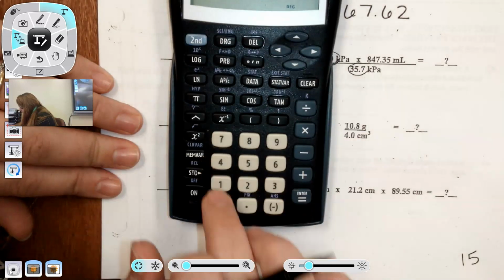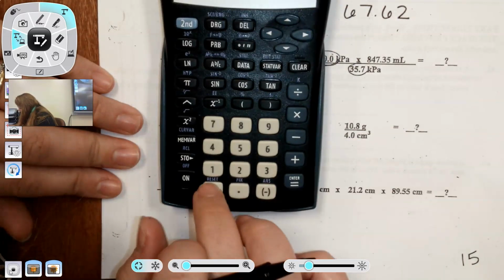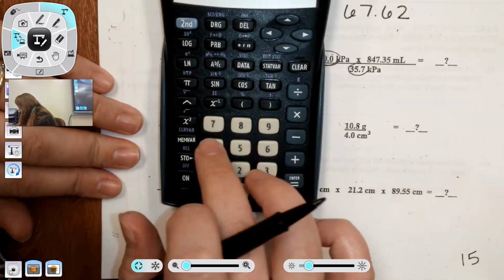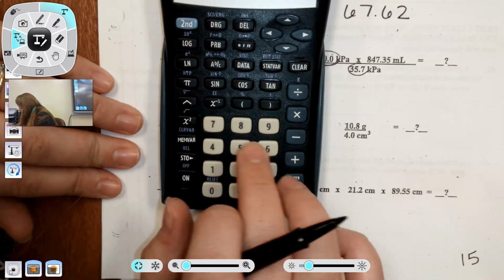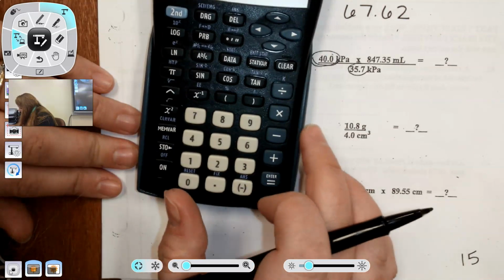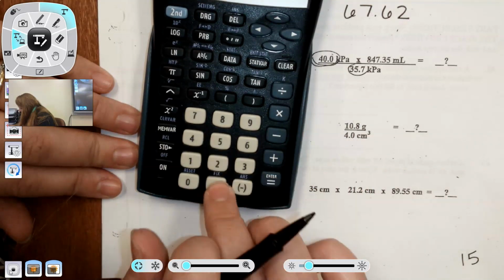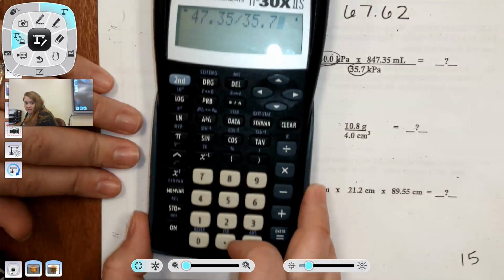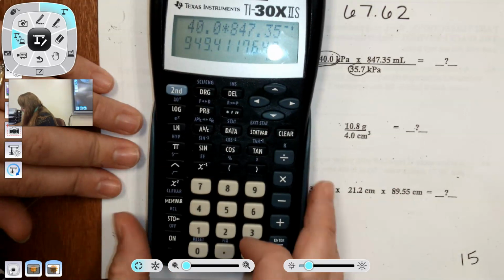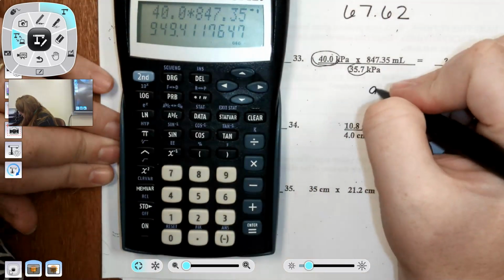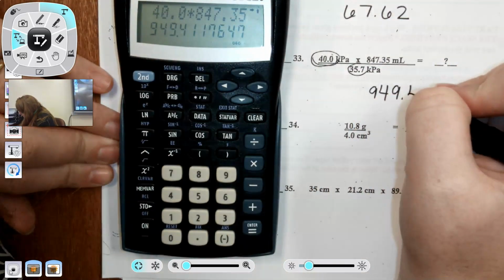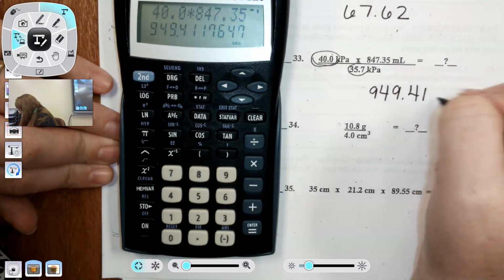We're going to type it in: 40.0 times 847.35 divided by 35.7. So I typed it all in, and I get 949.4. There's a lot here.